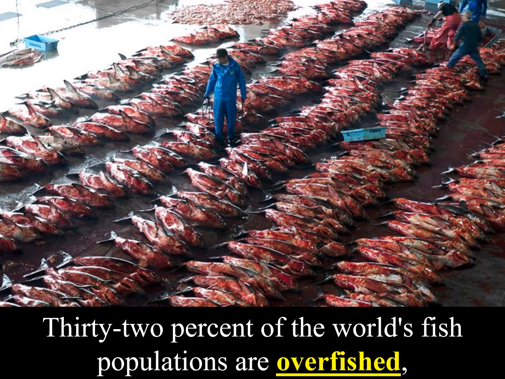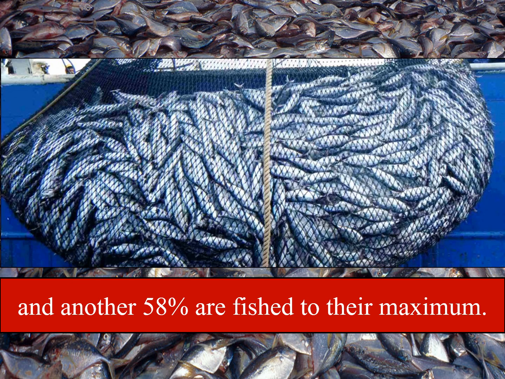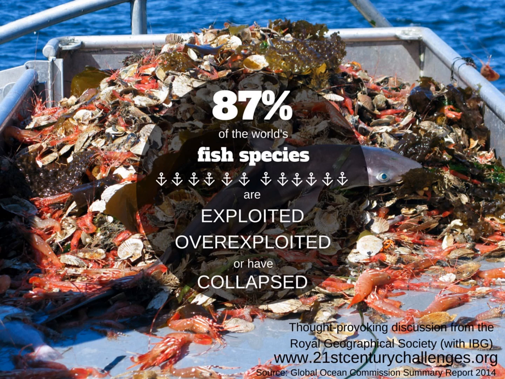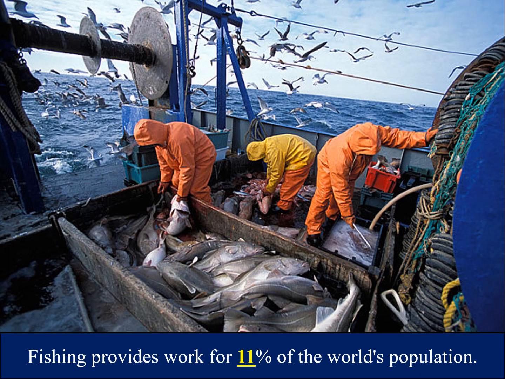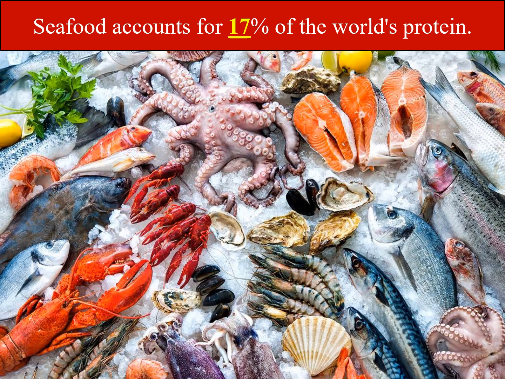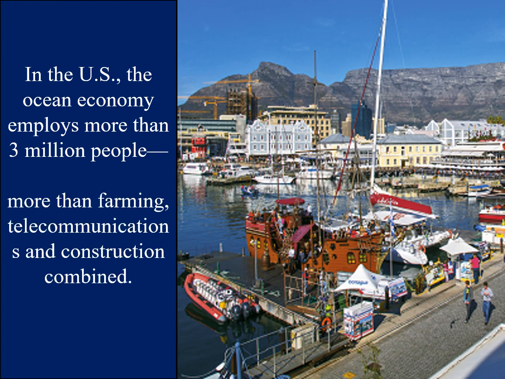32% of the world's fish populations are overfished. And another 58% are fished to their maximum. Fishing provides work for 11% of the world's human population. Seafood accounts for 17% of the world's protein. In the US alone, the ocean economy employs more than 3 million people. More than farming, telecommunication, and construction combined.